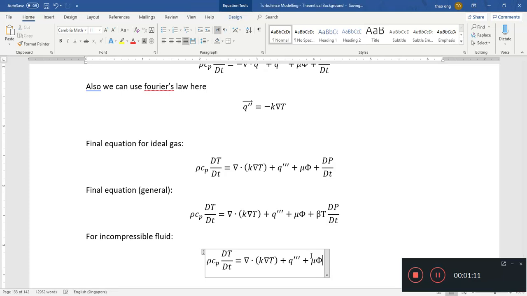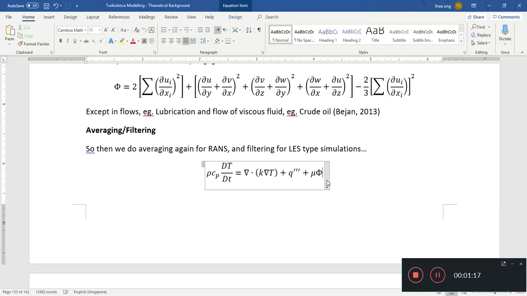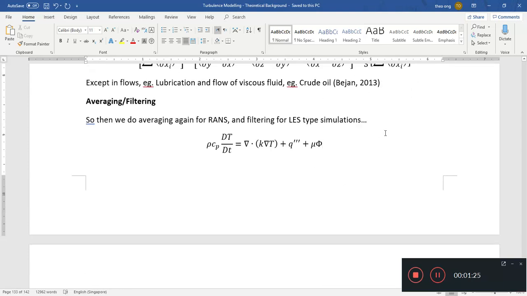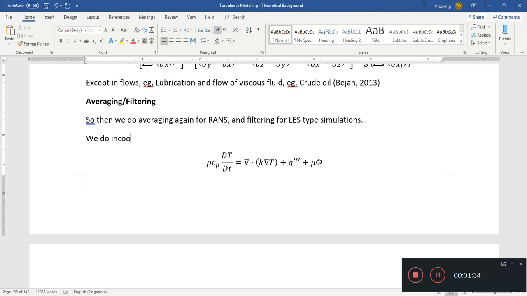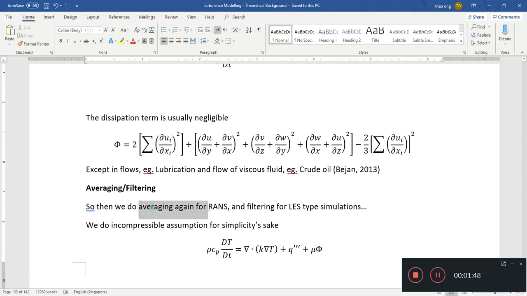This whole thing disappears. To start, we could of course do this for ideal gases or compressible fluids in general, but to keep things simple, we will just use the incompressible ones, as an assumption for simplicity's sake. To obtain our turbulence relations, we'll need to do the averaging again for the Reynolds-averaged Navier-Stokes kind of formulation.